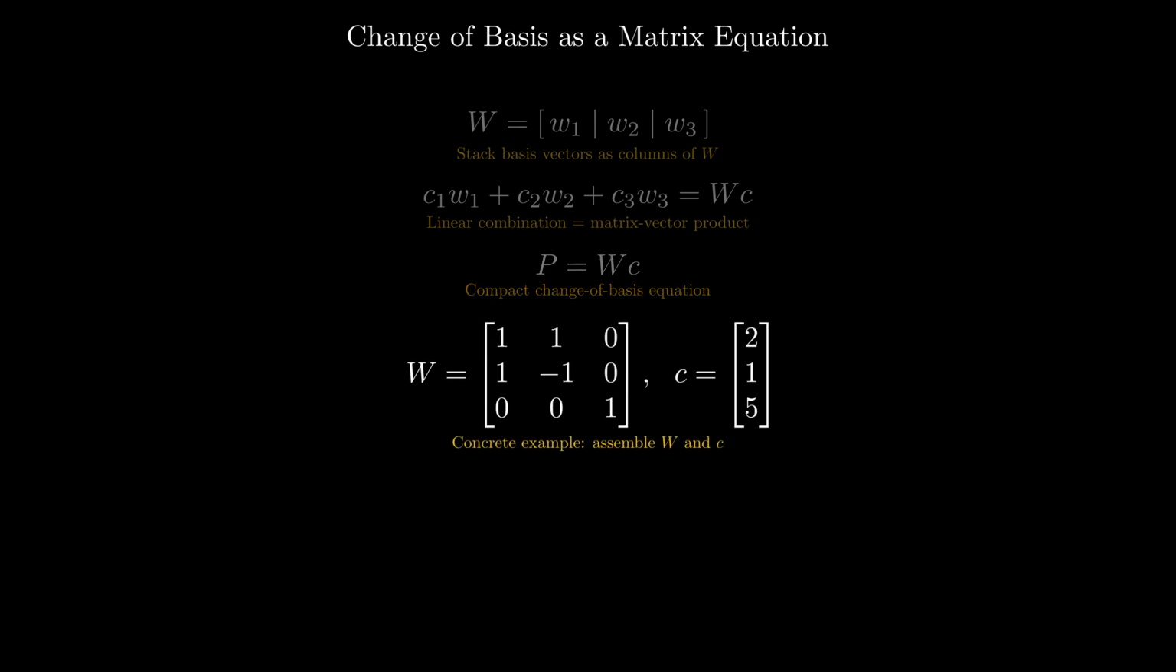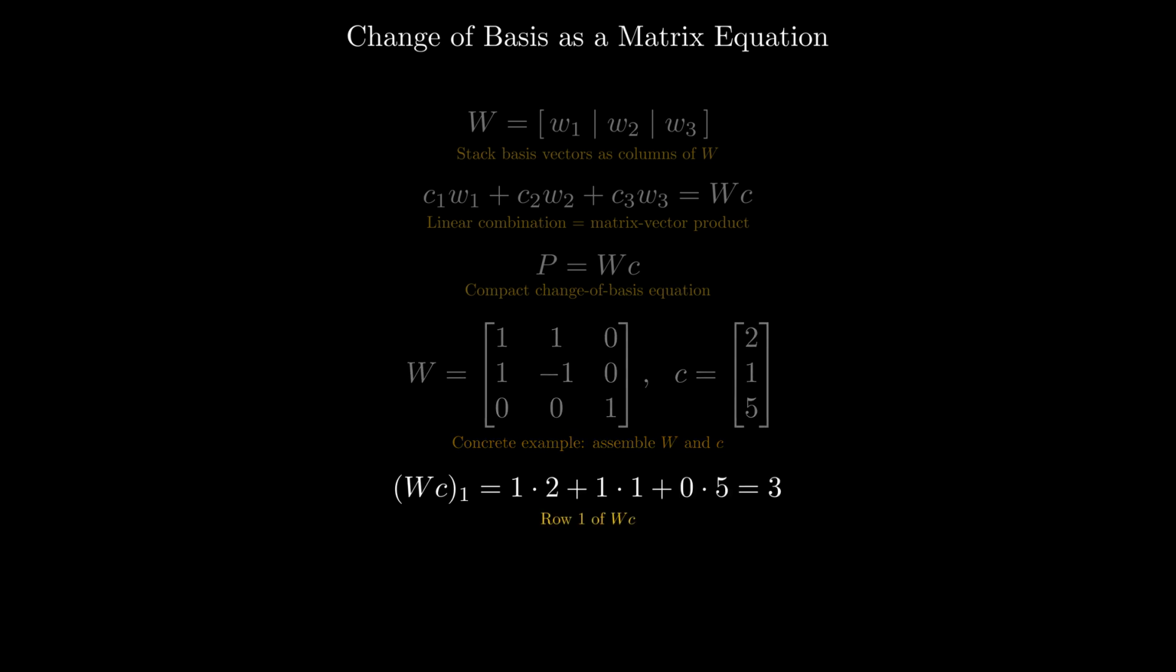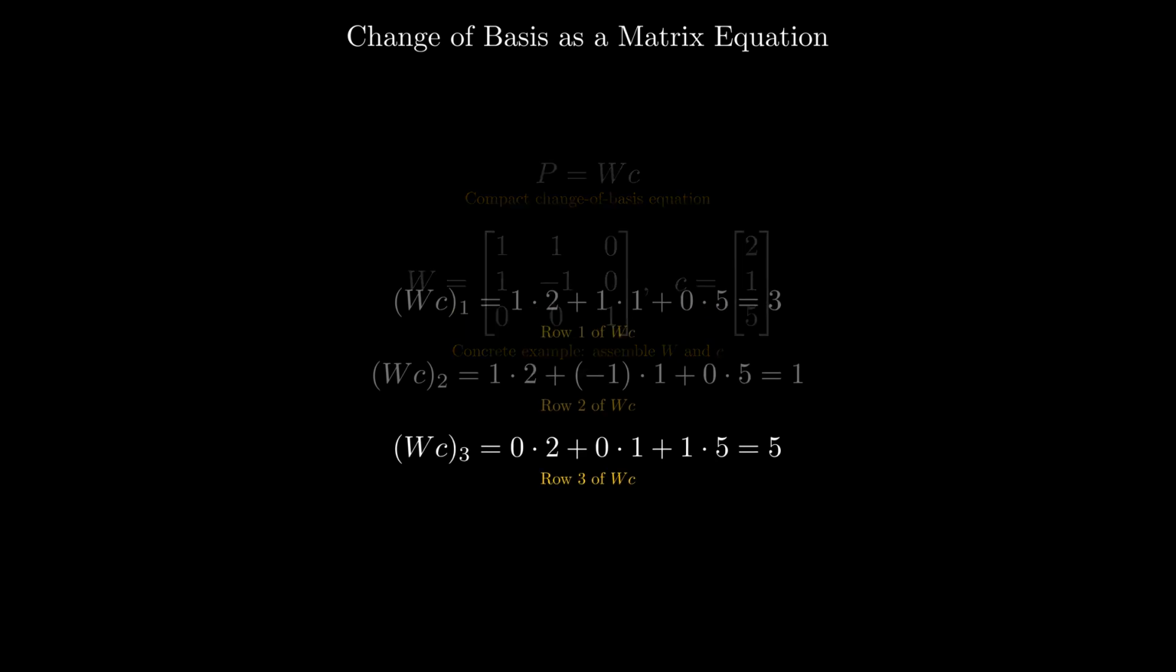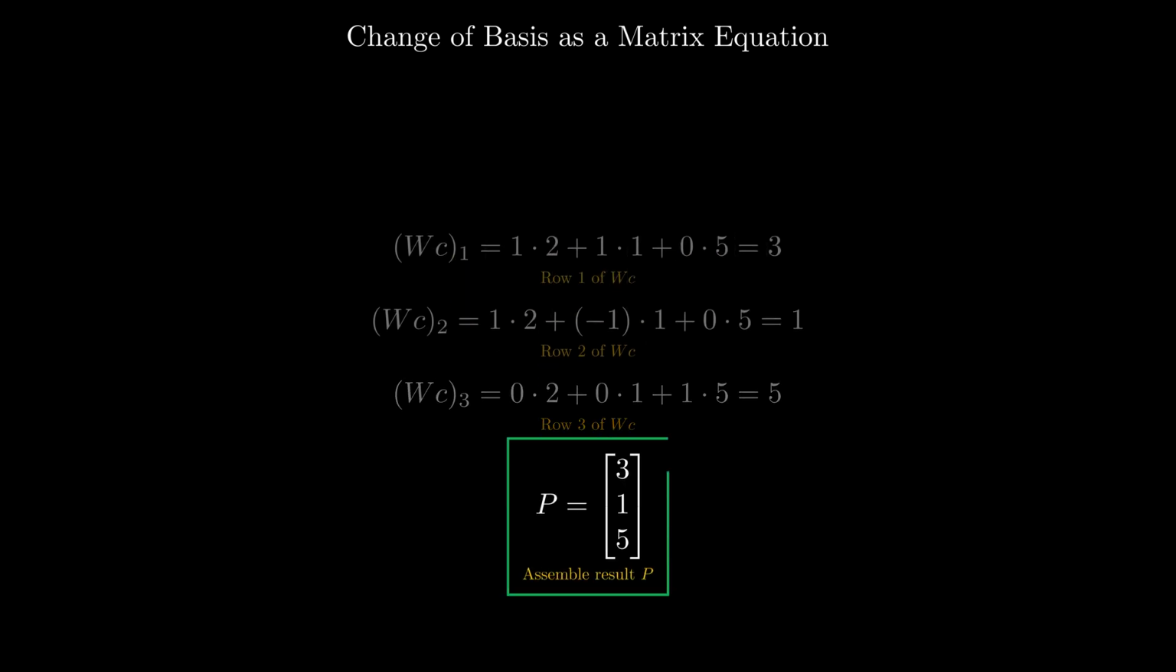Take W sub 1 as the column 1, 1, 0. W sub 2 as 1, minus 1, 0. And W sub 3 as 0, 0, 1. With coefficient C equal to 2, 1, 5, multiplying W times C gives row 1: 1 times 2 plus 1 times 1 plus 0 times 5, which is 3. Row 2: 1 times 2 minus 1 times 1 plus 0 times 5, which is 1. Row 3: 0 plus 0 plus 1 times 5, which is 5. So P comes out to 3, 1, 5.